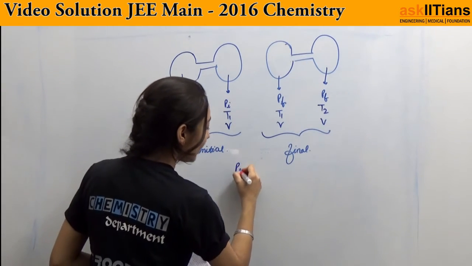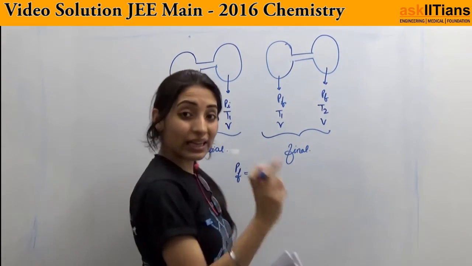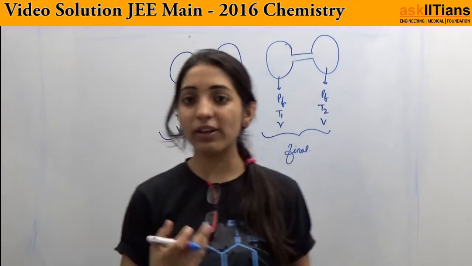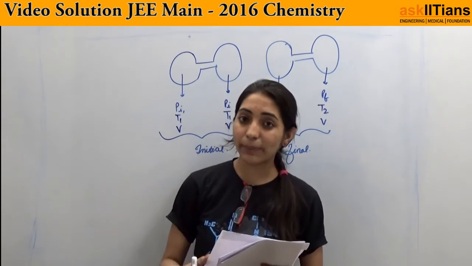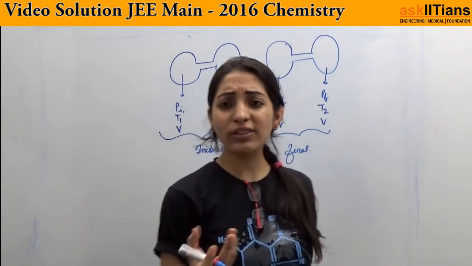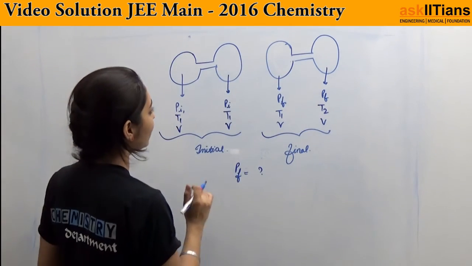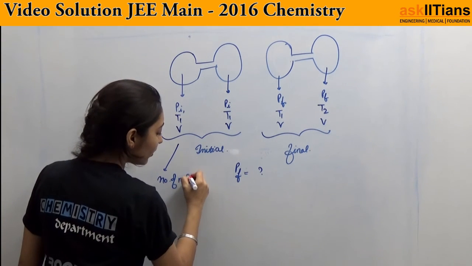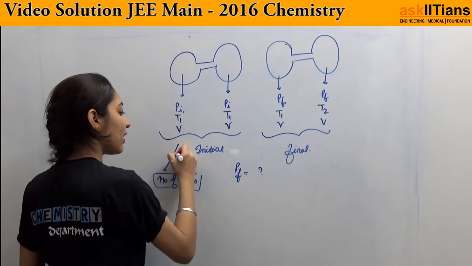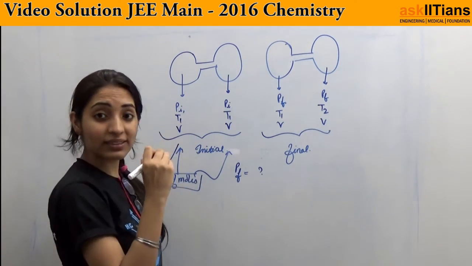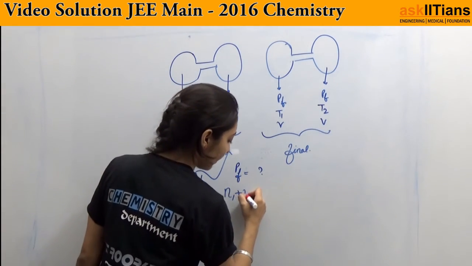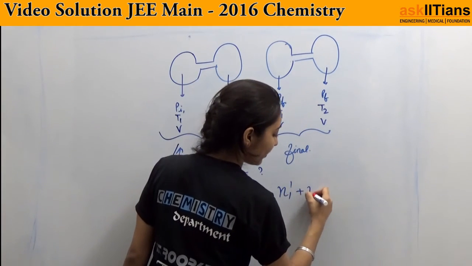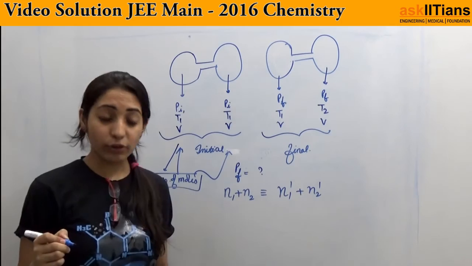So you have been given certain relations and you need to find out which is the correct statement, or how you are going to calculate the final pressure. So if I am not wrong students, see the hint I will give you for the question. Just calculate the number of moles of the gaseous species present in this container as well as in this container. Let us say N1 plus N2. You have to equate it to the total number of moles present here, N1 dash plus N2 dash.